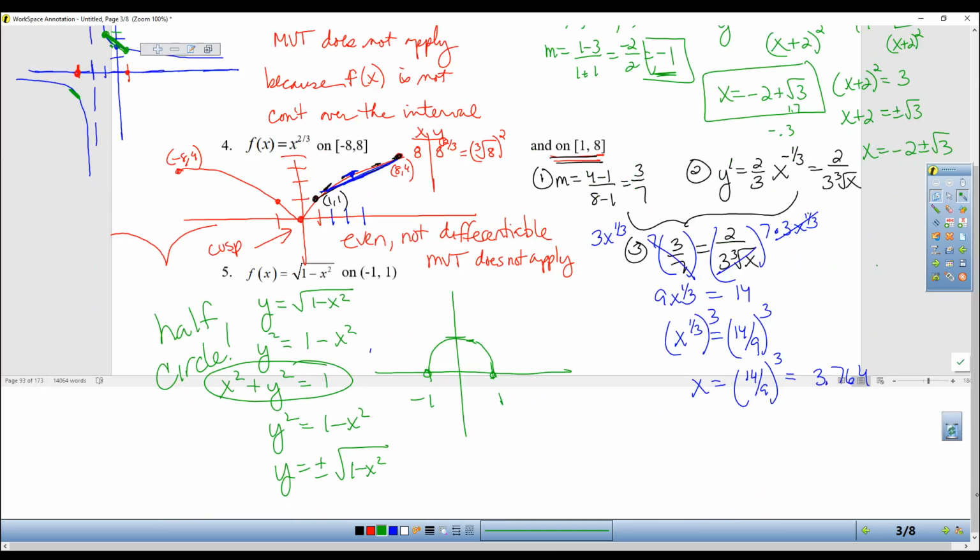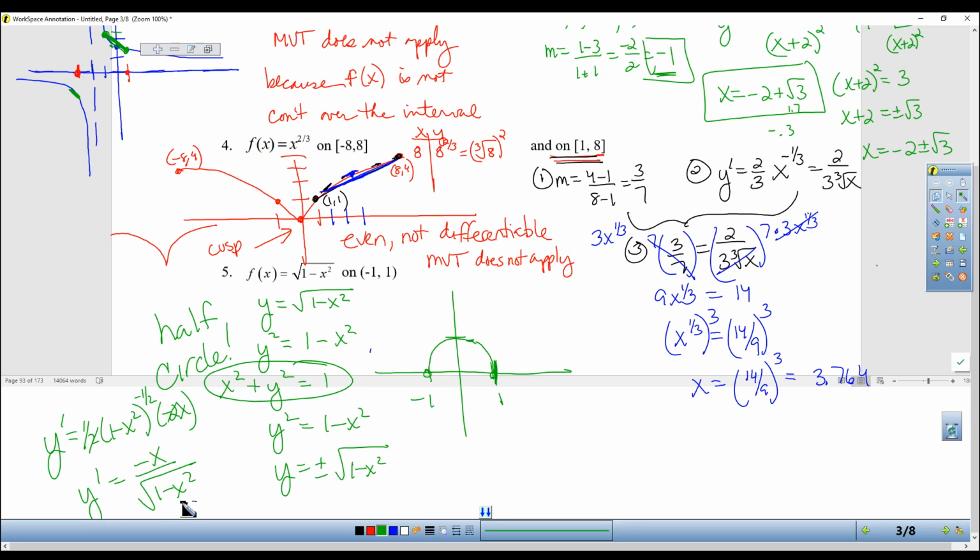This is not differentiable right here. At 1, if you were to actually take the derivative, y prime would be equal to 1/2 times 1 minus x squared to the -1/2 times -2x. The derivative would actually be -x over the square root of 1 minus x squared.